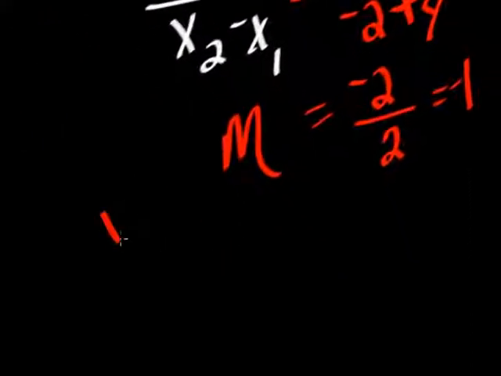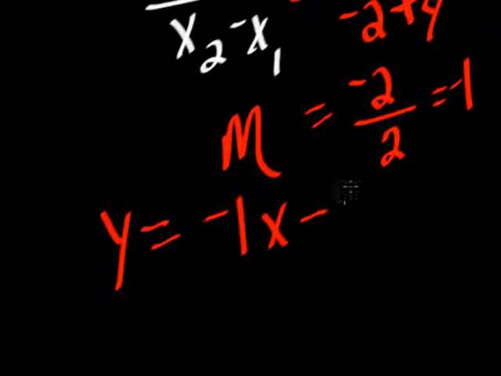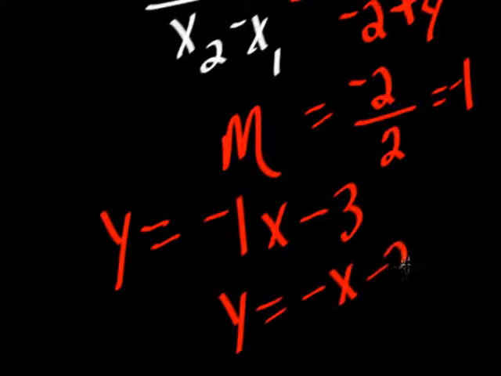Let's rewrite this equation. y equals -1x minus 3. All right. Please keep in mind that you do not have to write the 1. You could also write y equals -x minus 3. It is assumed that because you don't see a number there, that is -1. Okay. Now let's try this again.